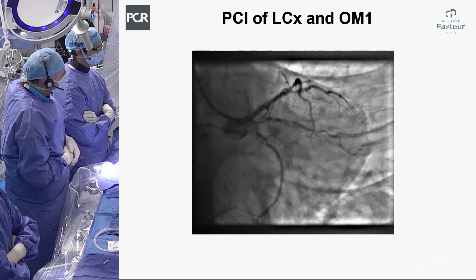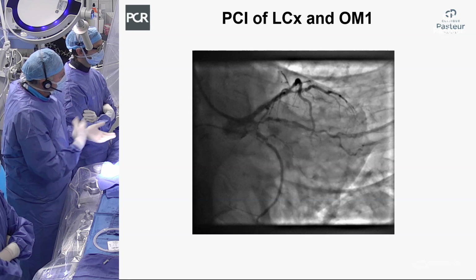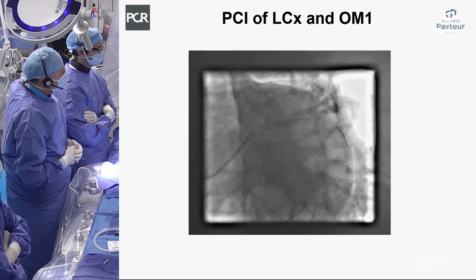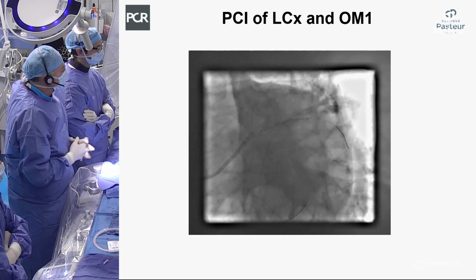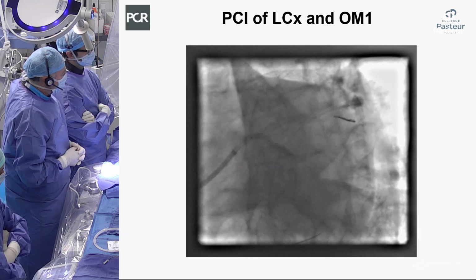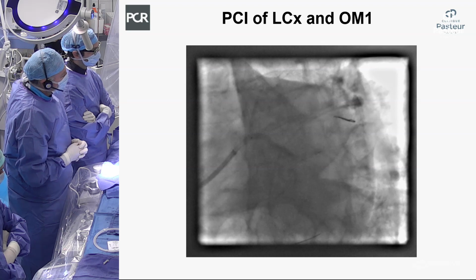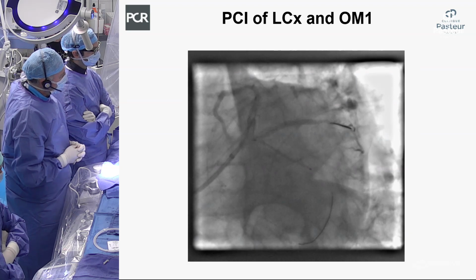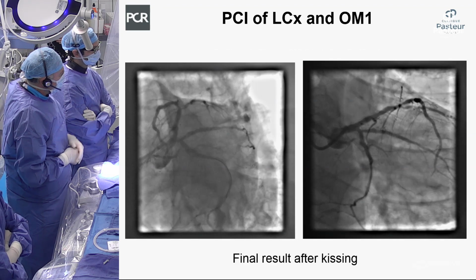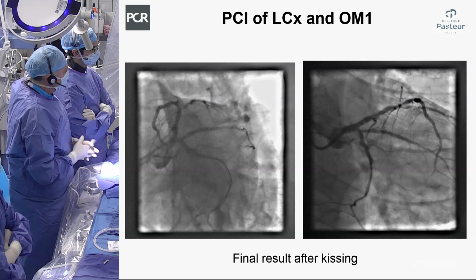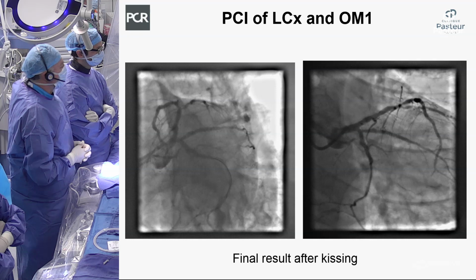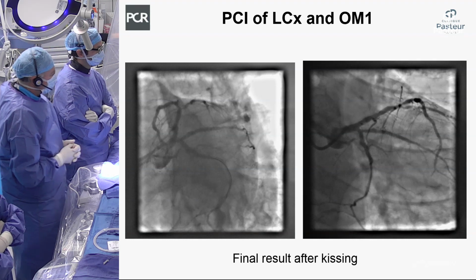Next. So what was done is an inverted T stenting strategy. Next. After wiring and predilatation, a stent was put first in the first marginal branch. Next. Then opening of the circumflex. Next. Then stenting of the circumflex without protrusion in the left main, doing a kissing, and this is the final result, with a good result at the level of the marginal and the proximal circumflex.